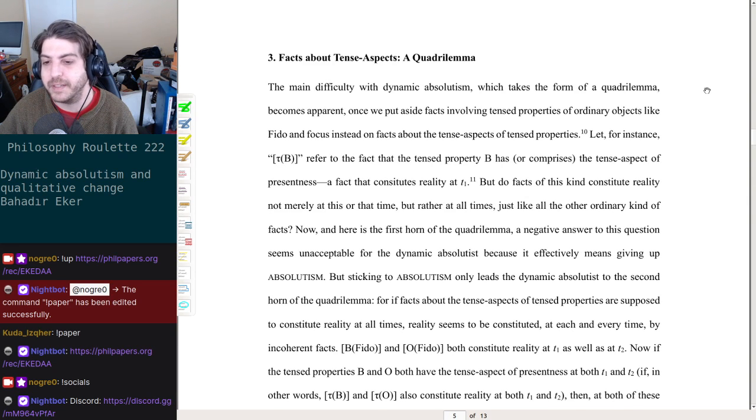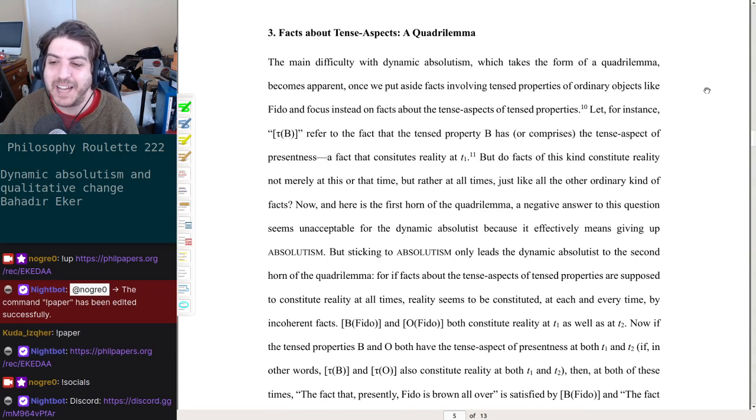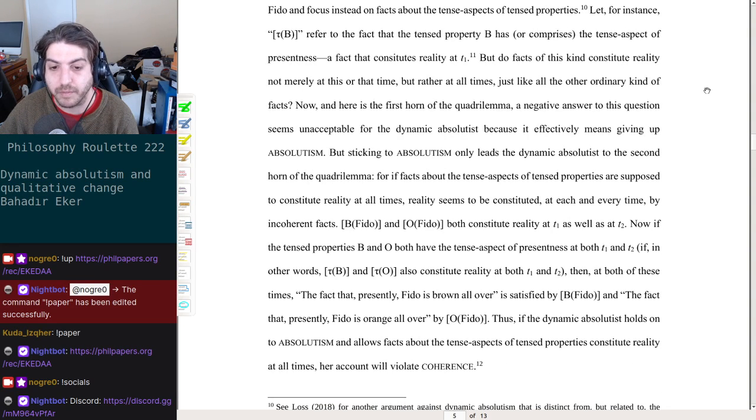Okay, so we're going to talk about the tense of a fact when we're talking about a fact. But do facts of this kind constitute reality not merely at this or that time, but rather at all times, just like the ordinary kind of facts? Now, and here is the first horn of the quadrilemma, a negative answer to this question seems unacceptable for the dynamic absolutist because it effectively means giving up absolutism. But sticking to absolutism only leads the dynamic absolutist to the second horn of the quadrilemma.